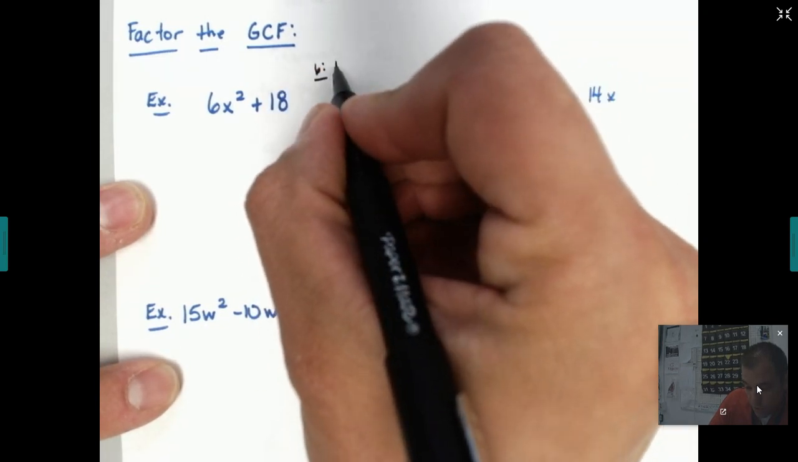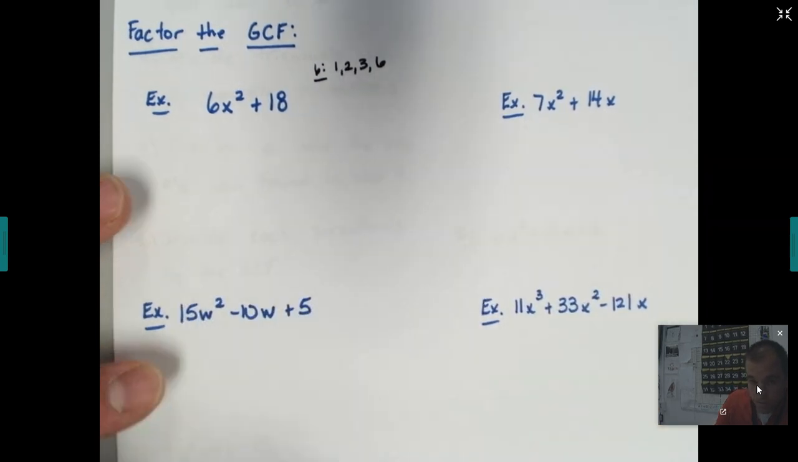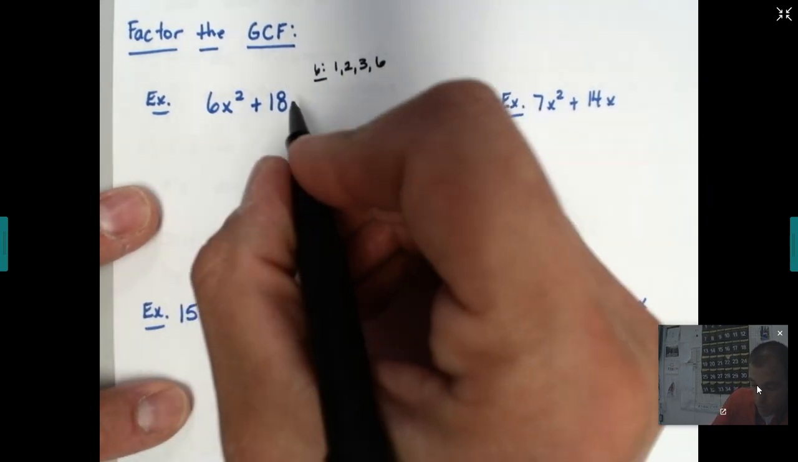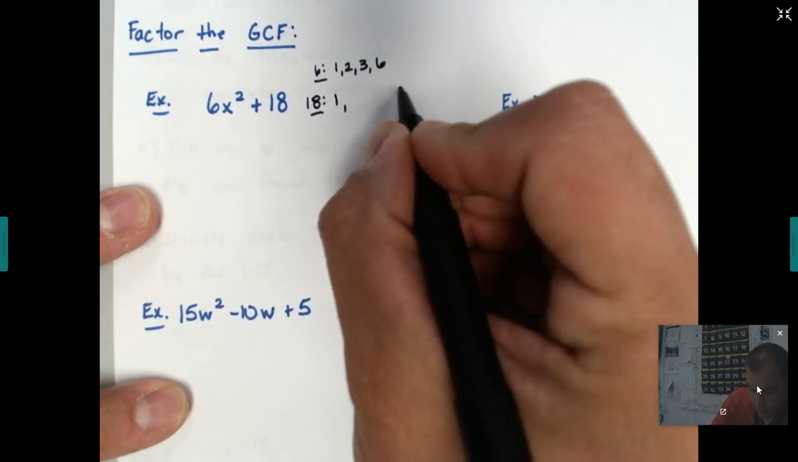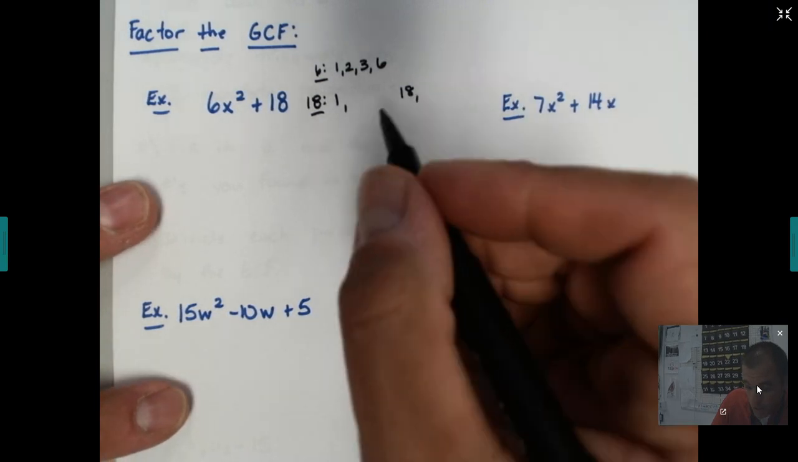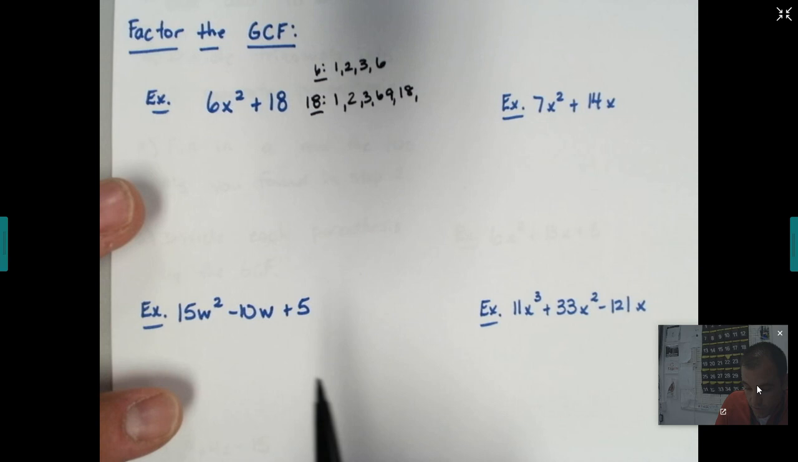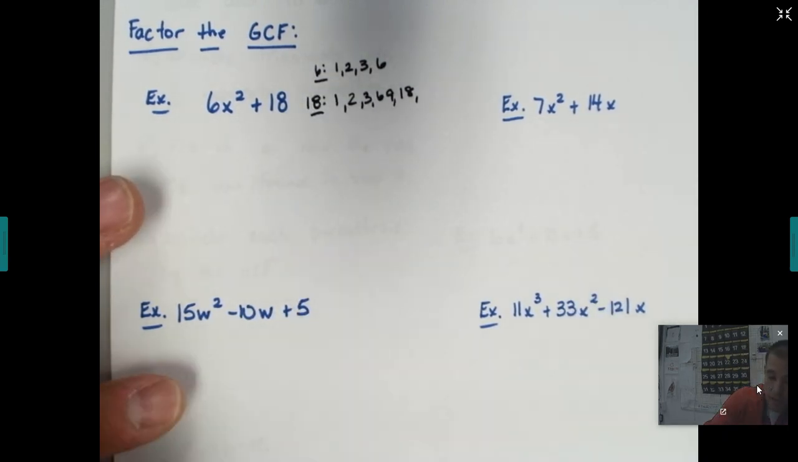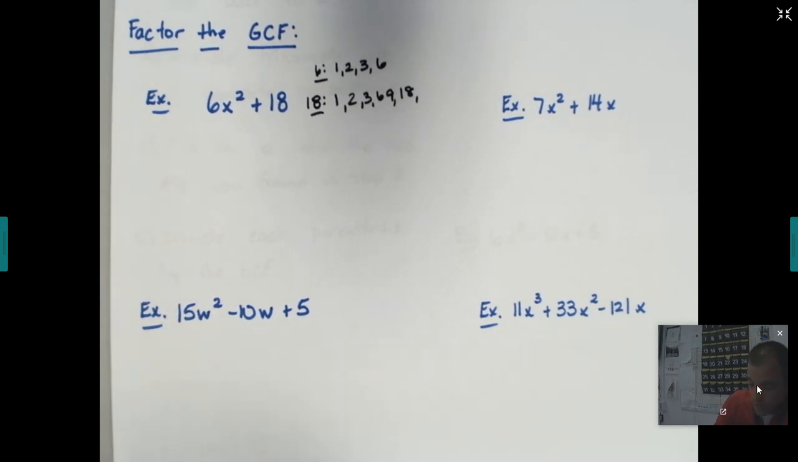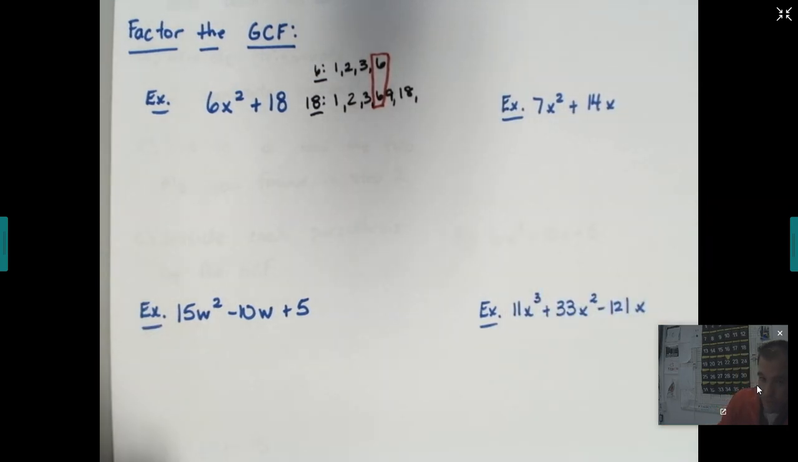What multiplies to get 6? 2 times 3 and 1 times 6 will multiply to get me 6. What will multiply to get me 18? 1 and 18, obviously. 2 and 9 will get me 18. And then 3 and 6 will also get me 18. So if you're ever stuck, just try to list everything that multiplies to get it, and then look for the biggest one that they have in common. In this case, they both have a 6 in common. So 6 is the biggest number that will go into both 6 and 18.